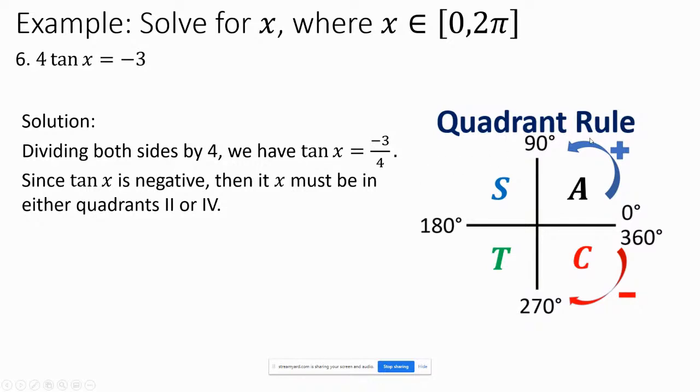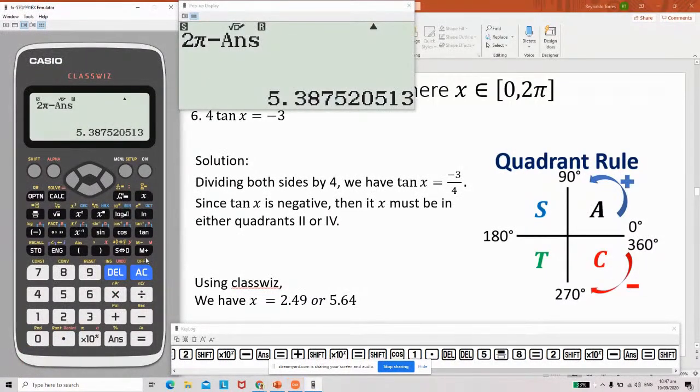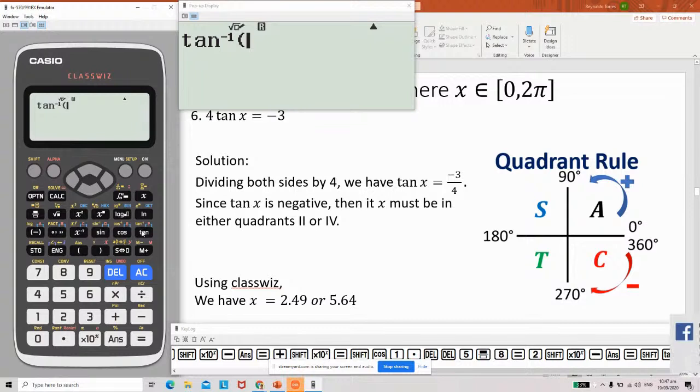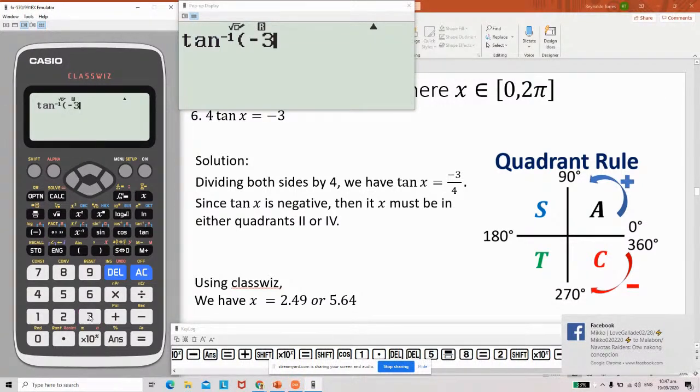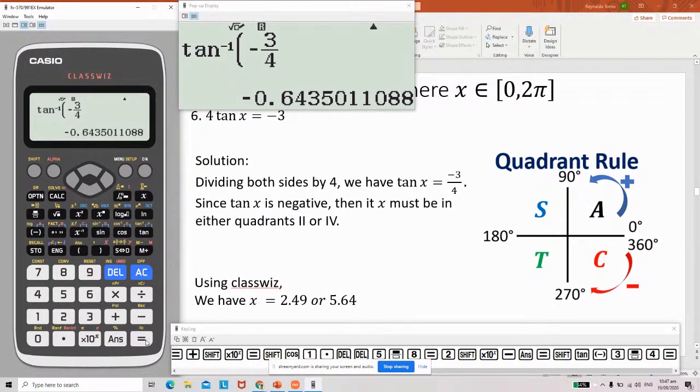And since tangent is negative, it must be in the second quadrant and in the fourth quadrant, kasi positive siya sa first at sa third, negative siya sa second at sa fourth. Okay. Using ClassWiz, yan daw po ang lalabas. Sige, tingnan natin. Shift and then tangent, that's negative 3/4. So, negative 3, fraction bar, and then 4. When we press equal, you have negative 0.6435.